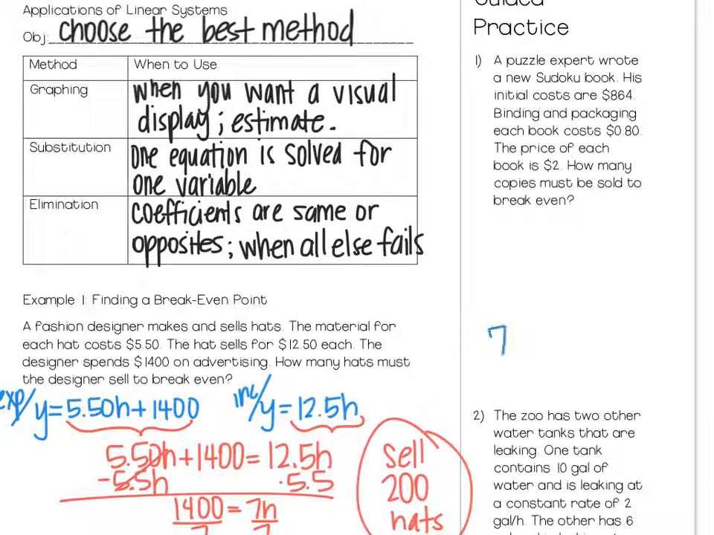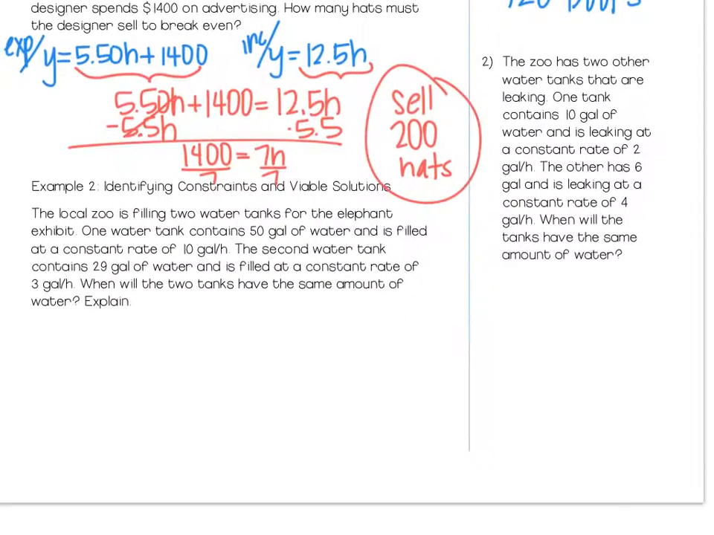All right, guided practice 1, you should get 720 books. If you didn't, you need to go back and fix your work and figure out what you did wrong.